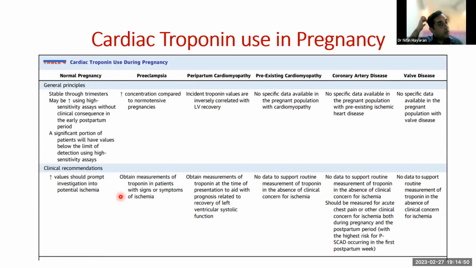So when we see the use of cardiac troponin during pregnancy, in normal pregnancy, if there is an increase in the value, you should always prompt investigation for potential pathology. In a patient who is preeclamptic, obtain measurement of troponin in patients with signs and symptoms of ischemia. Unless we have signs and symptoms of ischemia, there is no indication for routine measurement of any cardiac biomarker. There is no data to support routine measurement of troponin in the absence of clinical concerns of ischemia. It is not required unless you have some signs or symptoms of ischemia.